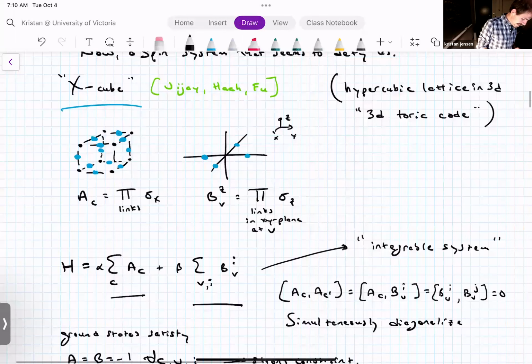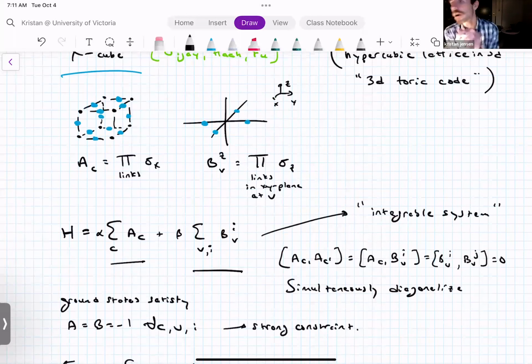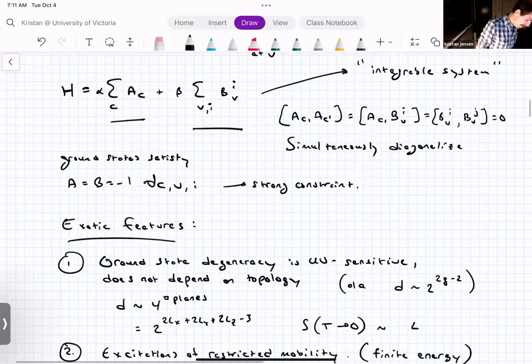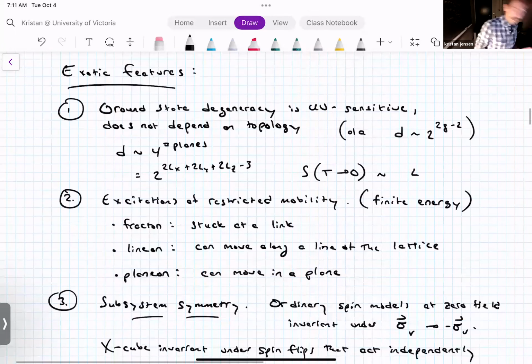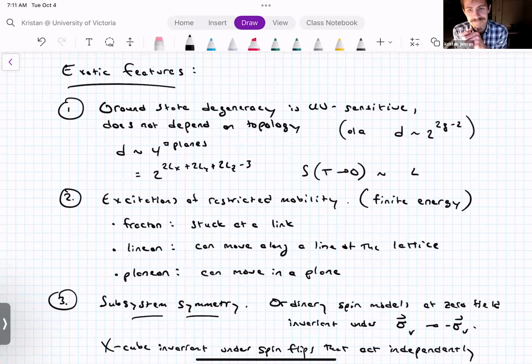The thing is that that is actually a very strong constraint on the spectrum. And when you solve it, you find a number of exotic features. So feature number 1: the number of states that satisfy that condition that I just said, A equals B equals -1, the ground states. Well, there's a degeneracy of them. There's many of them, and that degeneracy is UV sensitive.